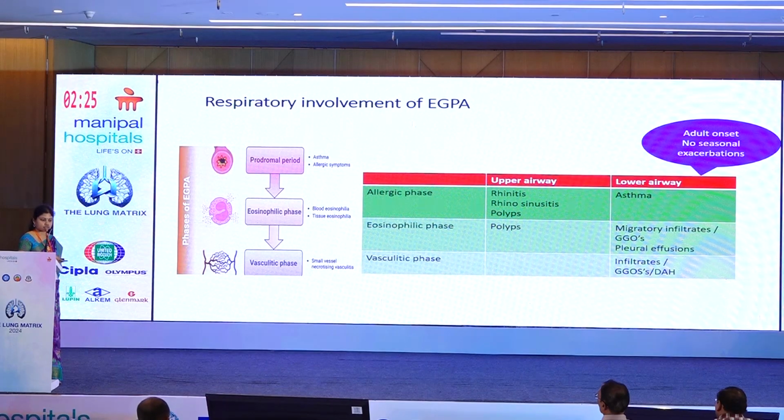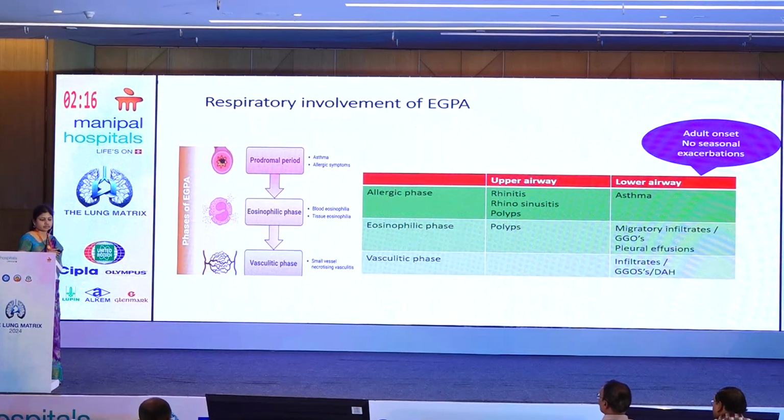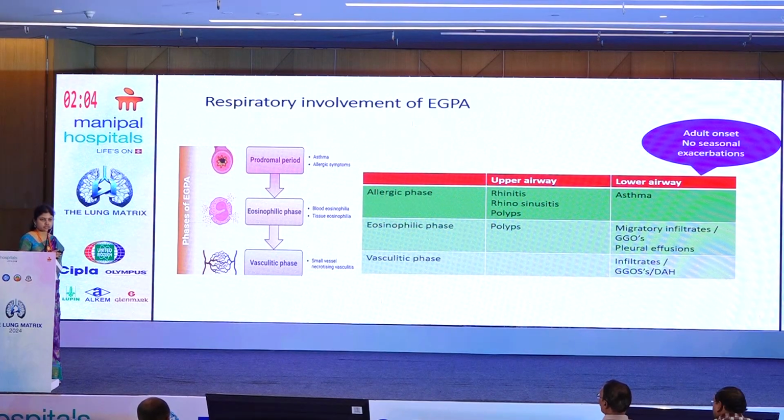tissues, causing tissue eosinophilia and symptoms like nasal polyps, migratory infiltrates in the lungs, GGOs, and eosinophilic pleural effusions, where we see predominant eosinophils in the pleural fluid samples. And the third is the vasculitic phase, where we see small vessel vasculitis, that is presentation of diffuse alveolar hemorrhage or GGOs, but it's a very rare feature in EGPA.